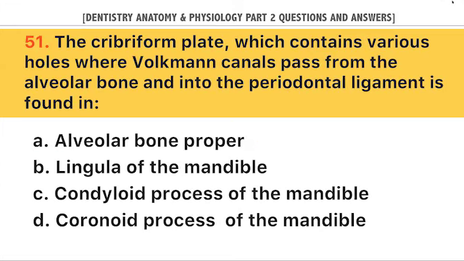The cribriform plate, which contains various holes where Volkmann canals pass from the alveolar bone and into the periodontal ligament, is found in: A. Alveolar bone proper, B. Lingula of the mandible, C. Condyloid process of the mandible, D. Coronoid process of the mandible. Answer A. Alveolar bone proper.